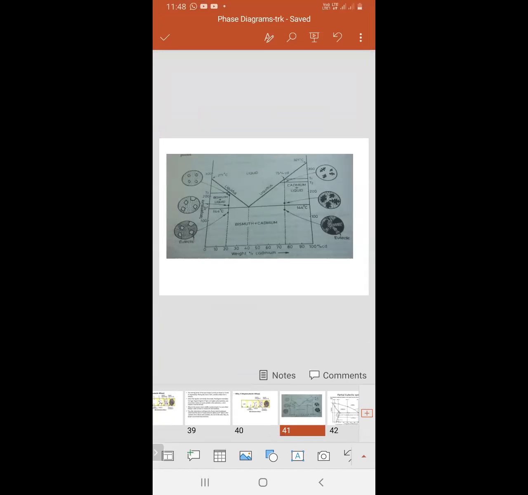Next class I will discuss another phase diagram. All of you be prepared for the phase diagram chapter. The previous chapter was crystal structures also. I have sent the textbook and I will send the phase diagrams PPT also. If you have any doubts, please call me, then I will rectify your doubts.